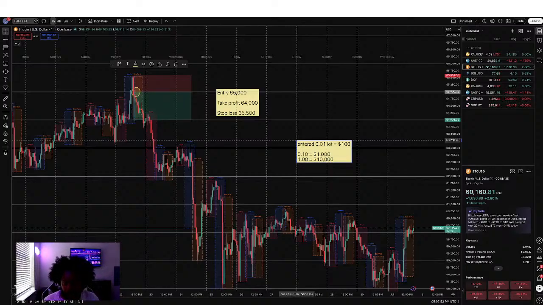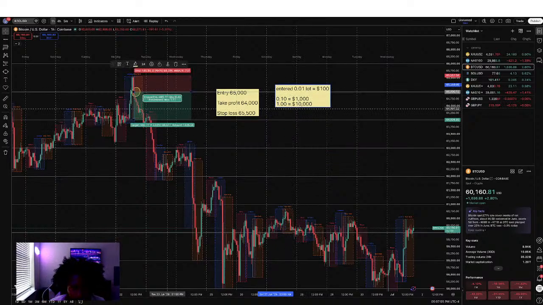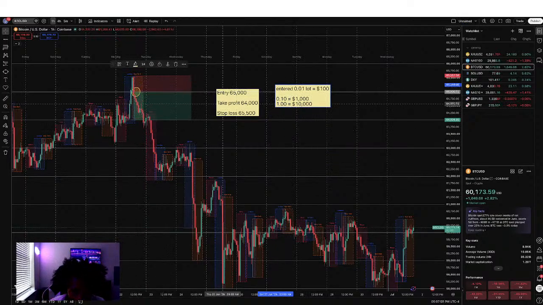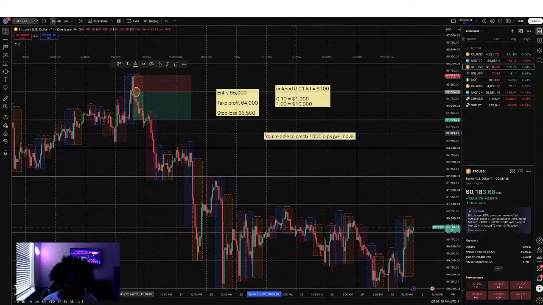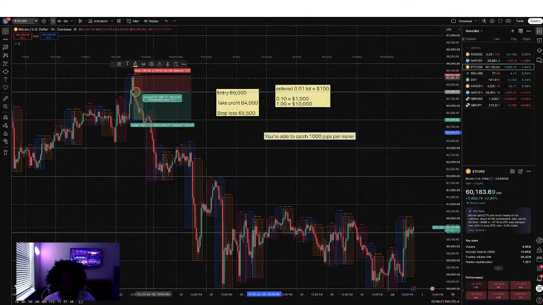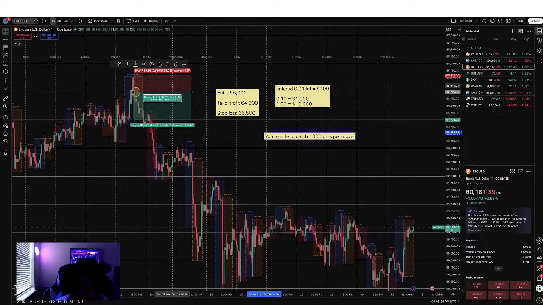So just playing and entering Bitcoin right off of these major levels, right? You're able to catch 1,000 pips per move. Okay, so you're able to catch 1,000 pips per move by trading from level to level and putting your stop loss at one of the most recent structures, whether it's a high, low, or whatever the case may be.